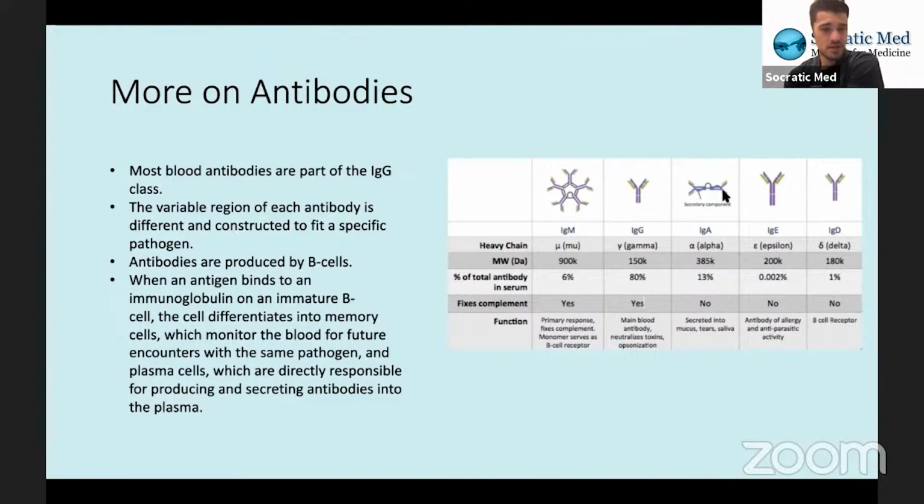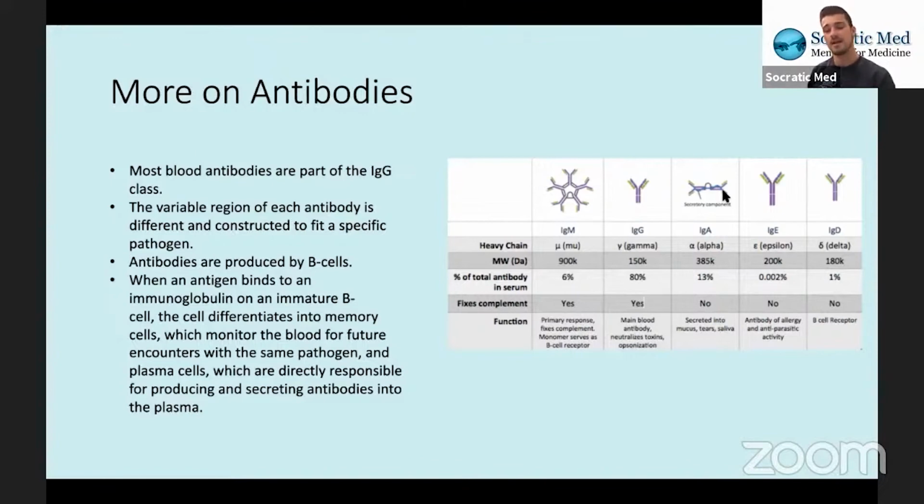So the variable region of each antibody is different and constructed to fit a specific pathogen. Antibodies are produced by B cells. B cells are a type of cell that is part of the adaptive immune system. When an antigen binds to an immunoglobulin on an immature B cell, the cell differentiates into memory cells, which monitor the blood for future encounters with the same pathogen, and plasma cells, which are directly responsible for producing and secreting antibodies into the plasma.